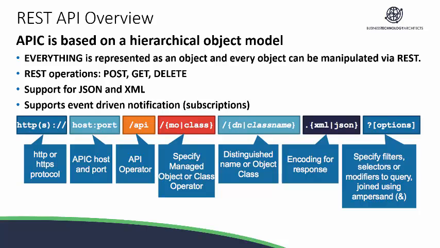So what you need is the HTTP or HTTPS protocol, the APIC host and port, the API operator, which is always going to be in the API folder. Then you're going to have the managed object or class operator, the distinguished name or object class, encoding for the response, either XML or JSON, and then any specific options, filters, selectors, or modifiers.